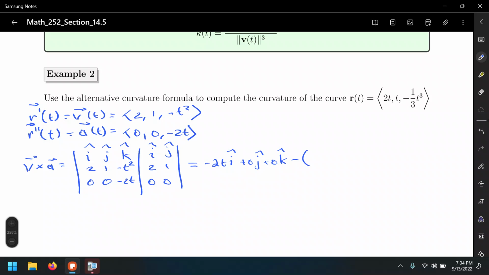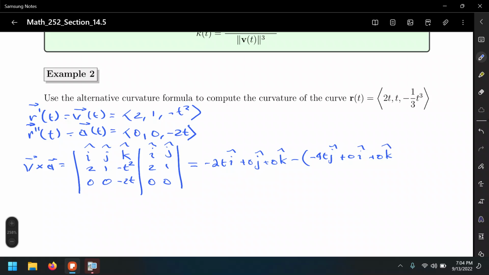Minus the product of the secondary diagonals, and the secondary diagonals are the ones that we go in the backwards direction. j times 2 times negative 2t, that's going to give us negative 4t times j, and i times negative t squared times 0, well, that's going to be plus 0i, and k times 1 times 0, that's a 0k.